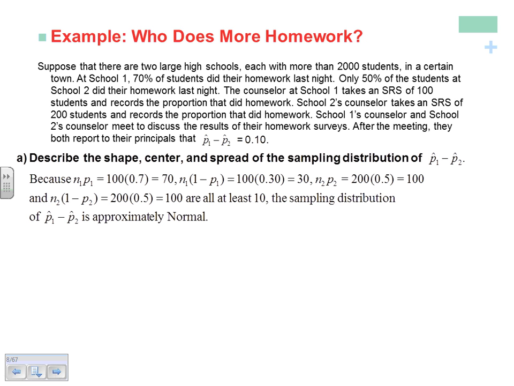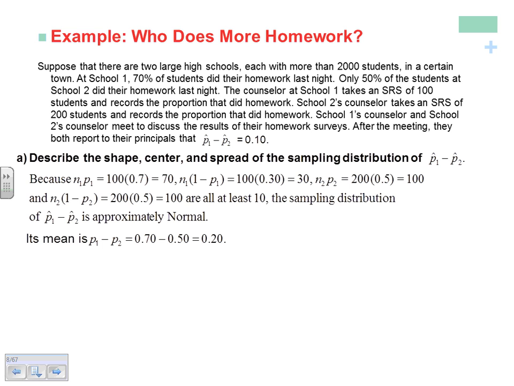So let's take n times p. Our n for our first sample was 100 students, and we saw that 70% did their homework, so we got 70 successes. And n times 1 minus p, we got 30 failures. So at school 2, there were 200 times 0.5, which was 100, and 200 again times the failure proportion is 100. So we had 100 successes and 100 failures. Since all of those are at least 10, then we can say that the sampling distribution is approximately normal.